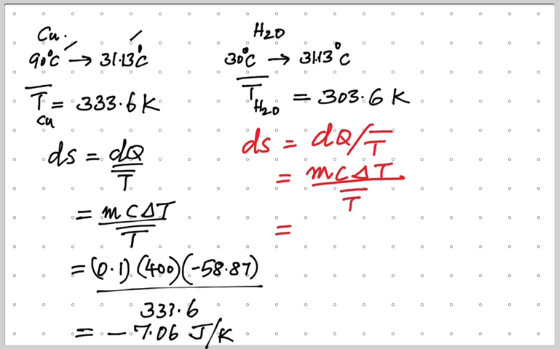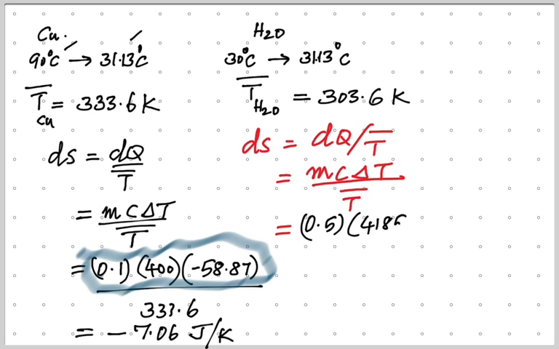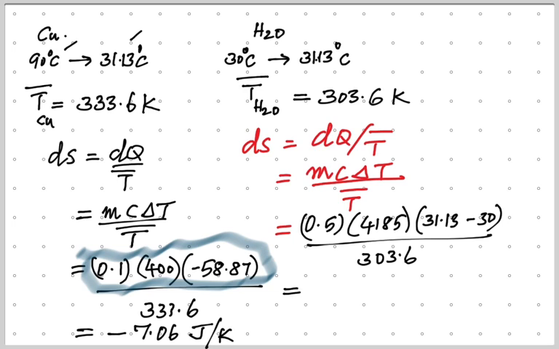Okay, what's the mcΔT for water? Actually, you could use the same number because we know that the heat lost is equal to heat gained. But I'll let you do it. What was it? 0.5 times 4185 times change in temperature, 31.13 minus 30, divided by the average, 303.6. Tell me what you get. 7.79. Not negative, because it's positive. Yes, 7.79 joule per Kelvin. And believe me, the positive must always be bigger than the negative.